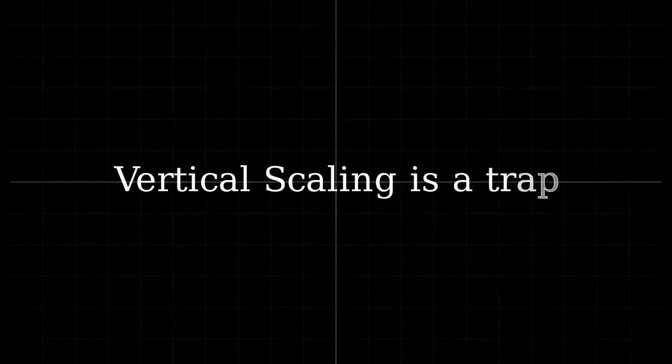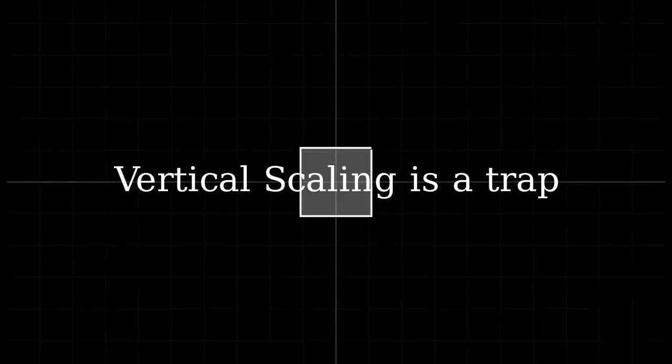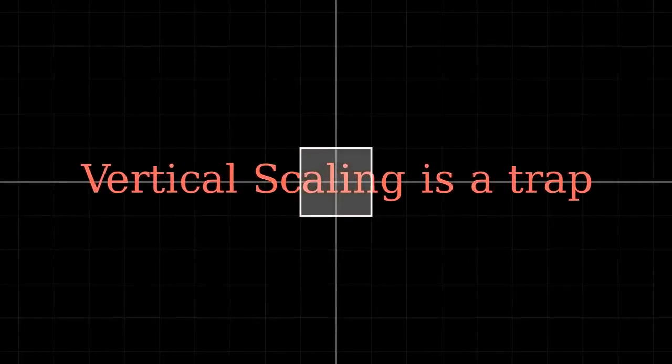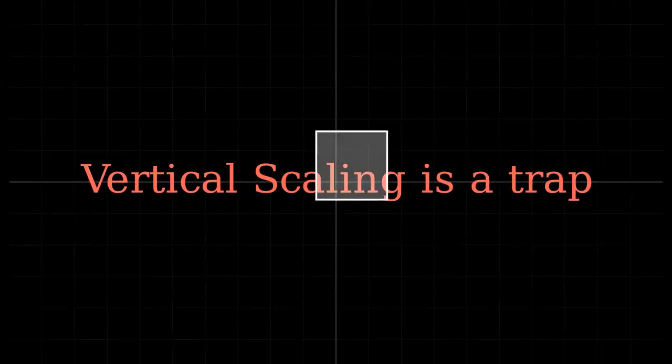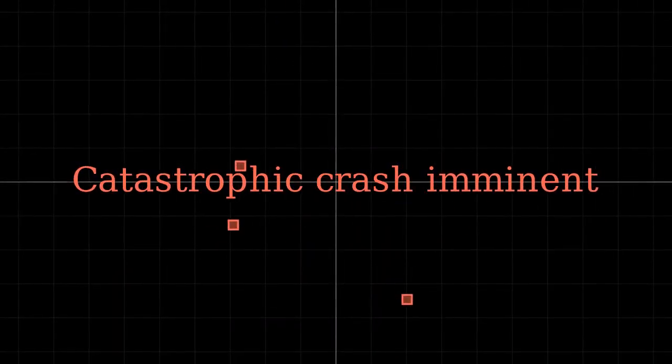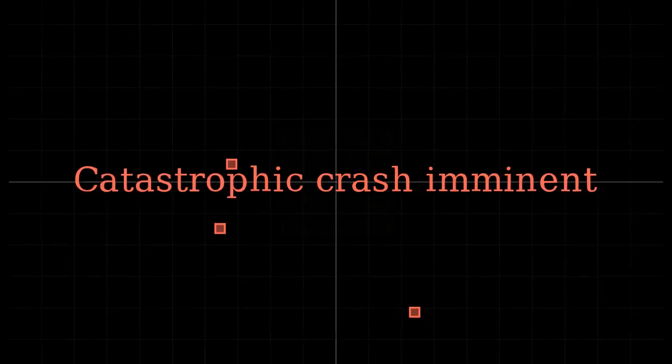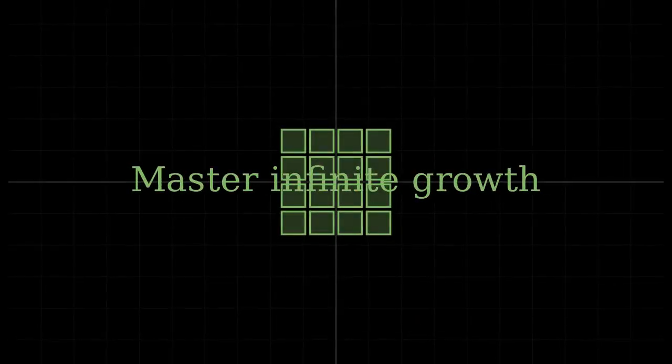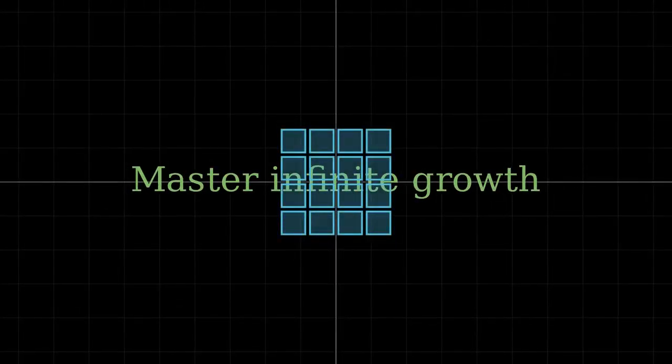Most developers kill their systems by choosing vertical scaling when they actually need horizontal distribution. You assume a bigger machine solves your bottleneck, but you are just waiting for a catastrophic crash. Today, we master the architecture of infinite growth.